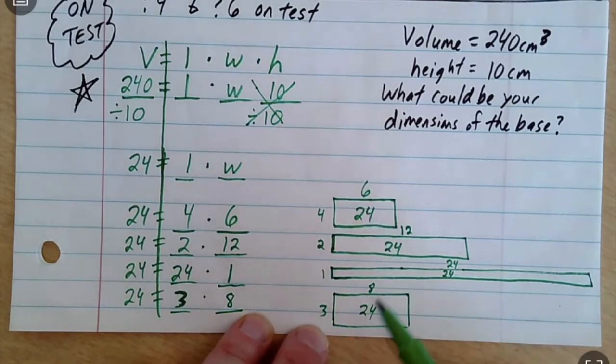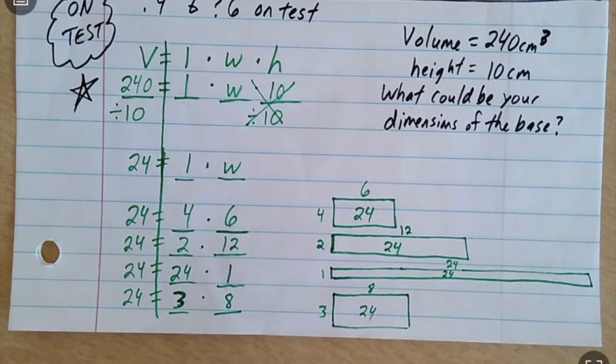So all of these bases would be 24, and then all of their heights would be 10. So they'd be the same height going up, but the area of their bases are still 24. They just look different. Some of them are longer, skinnier rectangles than these ones are.